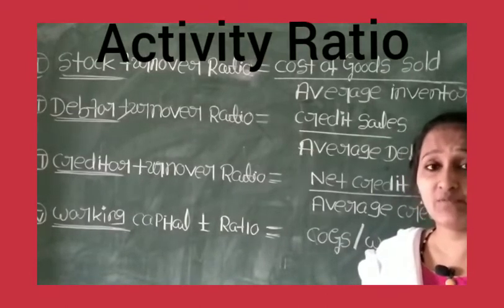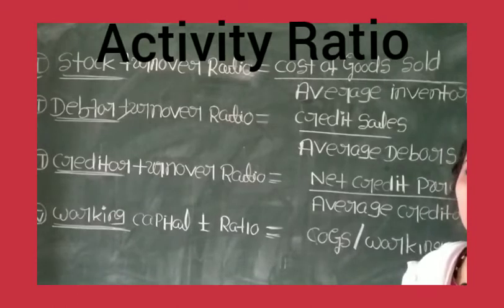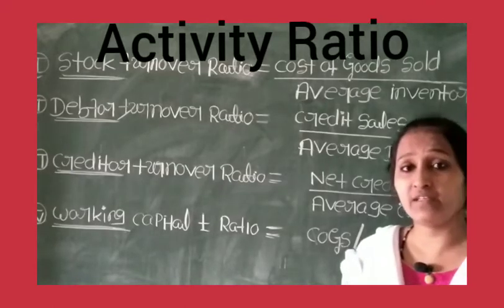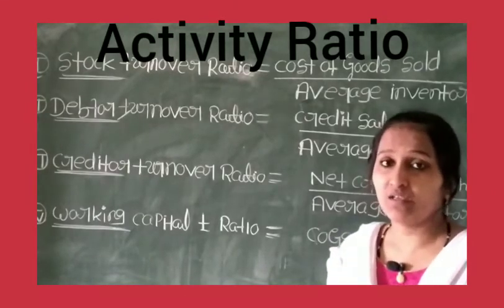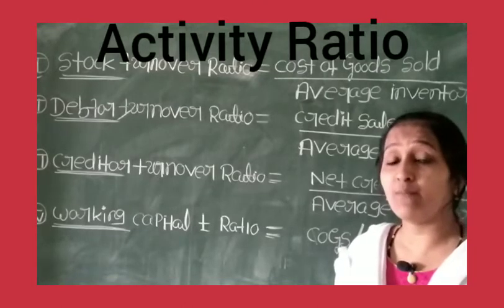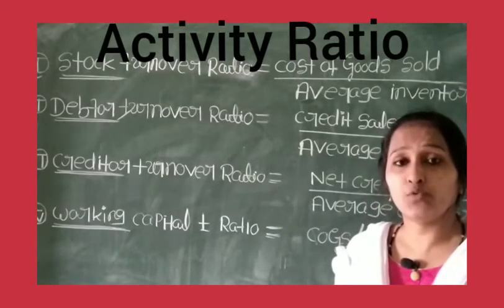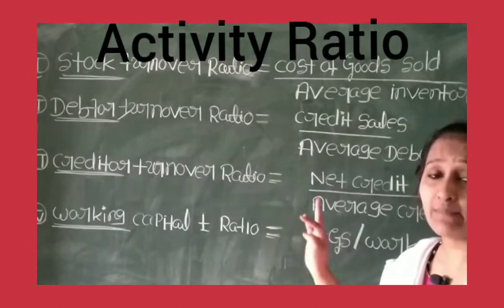As you already studied liquidity, solvency and profitability, at the same time activity ratio is also part of accounting ratios, part of ratio analysis. In activity ratio, the main motive behind the calculation is to know the company's efficiency, the company's ability towards its selling. How much selling is actively done by the company, we are going to calculate with the help of four important formulas. Number one is stock turnover ratio, then debtor turnover ratio, creditor turnover ratio and working capital turnover ratio.